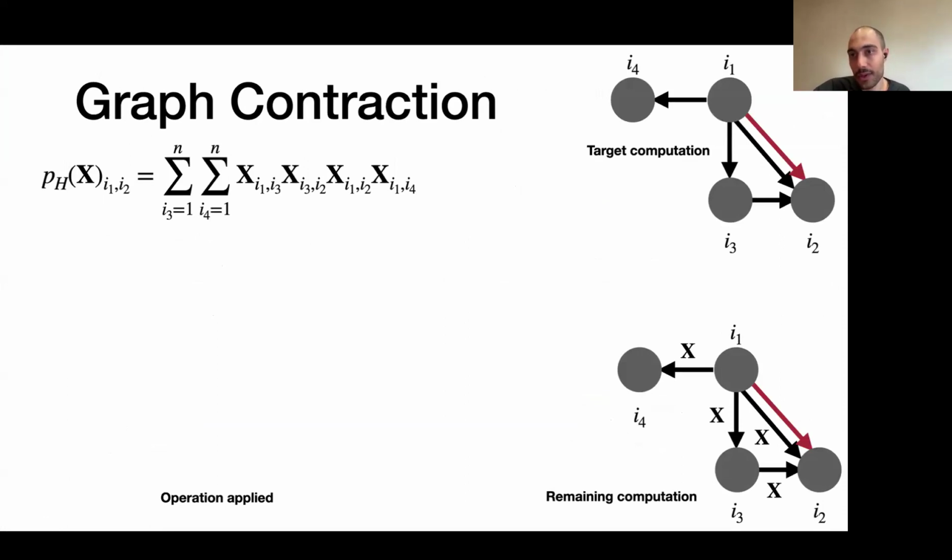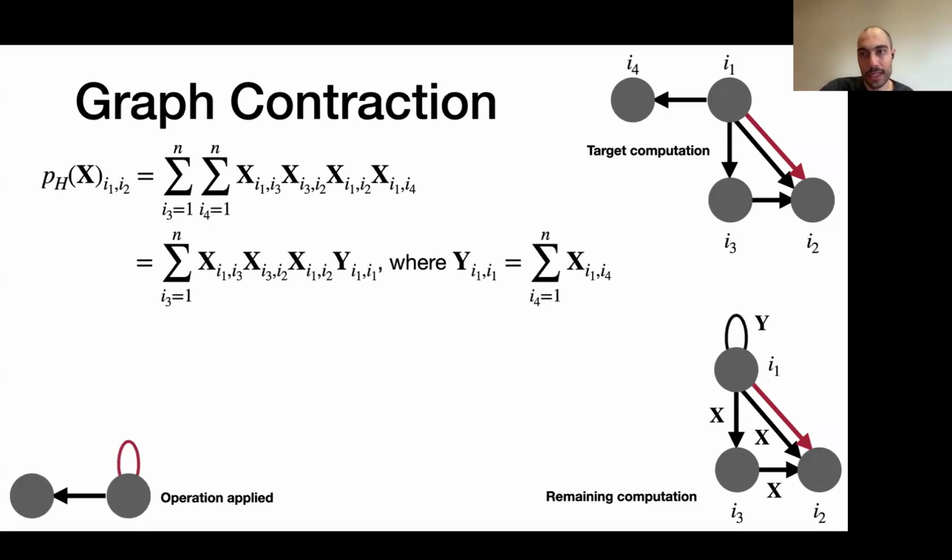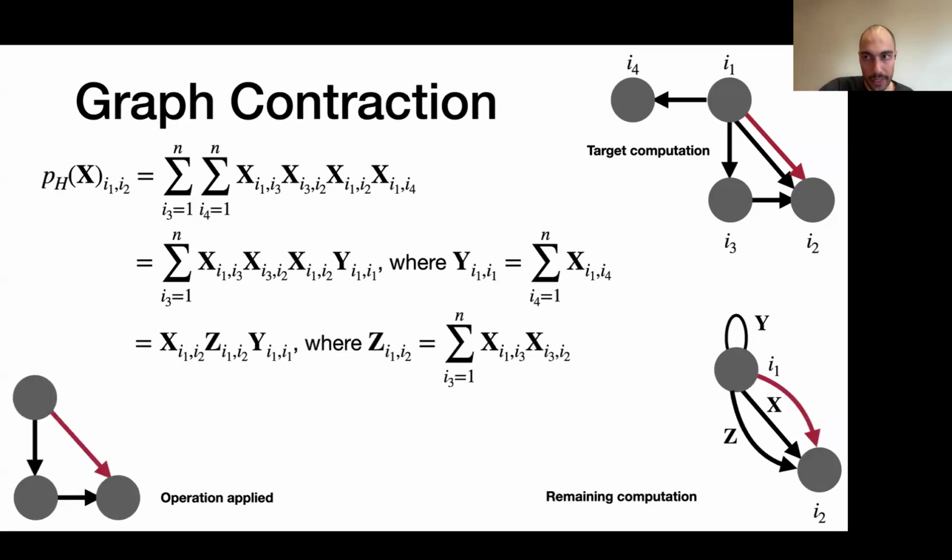And on the top right, you'll see the target computation. And then I'll contract this in some order, and you'll see what remains on the bottom right as we contract this tensor network. So first, we'll contract I4. This will result in a self-loop being added to the graph. And then we have a new graph, which now no longer has an I4 node. It has just 3 nodes now. Similarly, we'll contract node 3, A3. And you'll see now that we've added a Z to the graph, which is the result of that contraction.